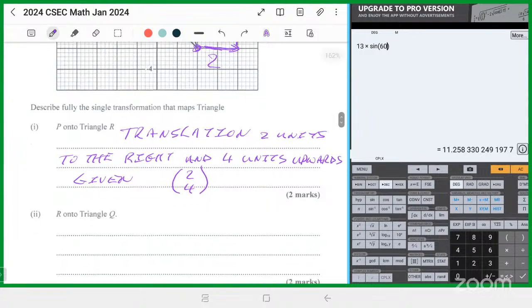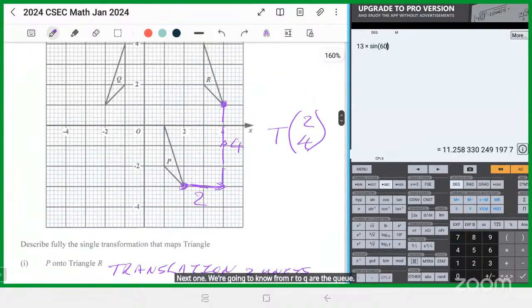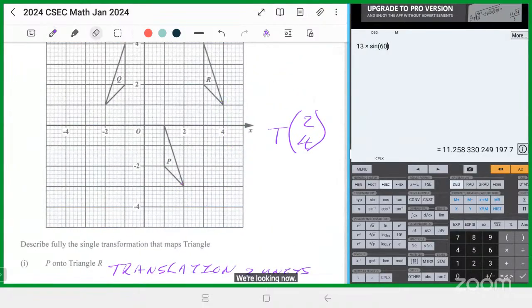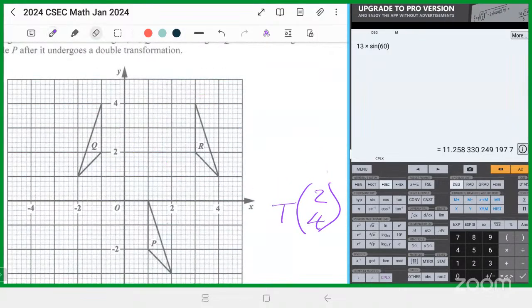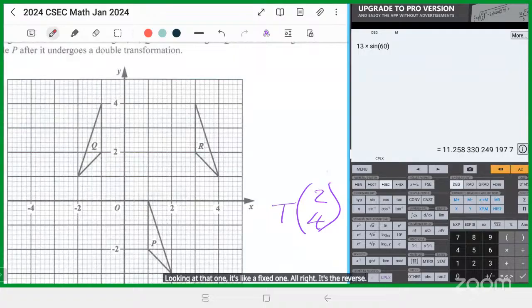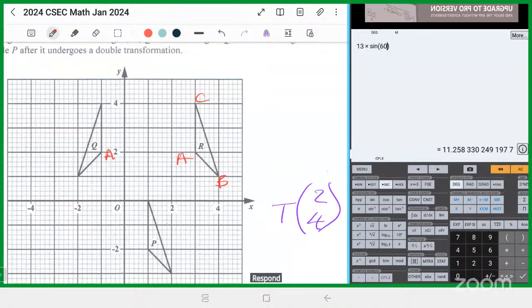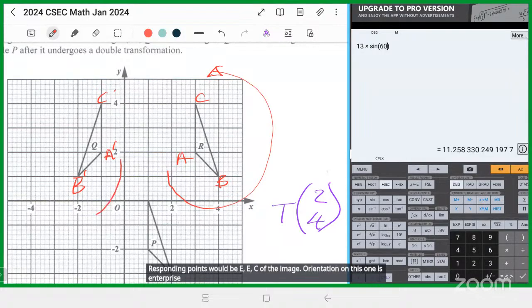Right. Next one, we're going now from R to Q. We're going from this one to this one. So looking at that one, it looks like a reflection. Right? We can check if it's a reflection because the orientation is to be reversed. So we can, for example, label this one A, B, C in our mind just to check it. Corresponding points will be A, B, C on the image. Orientation on this one is anti-clockwise, A, B, C, and this one is clockwise. So the orientation is reversed.